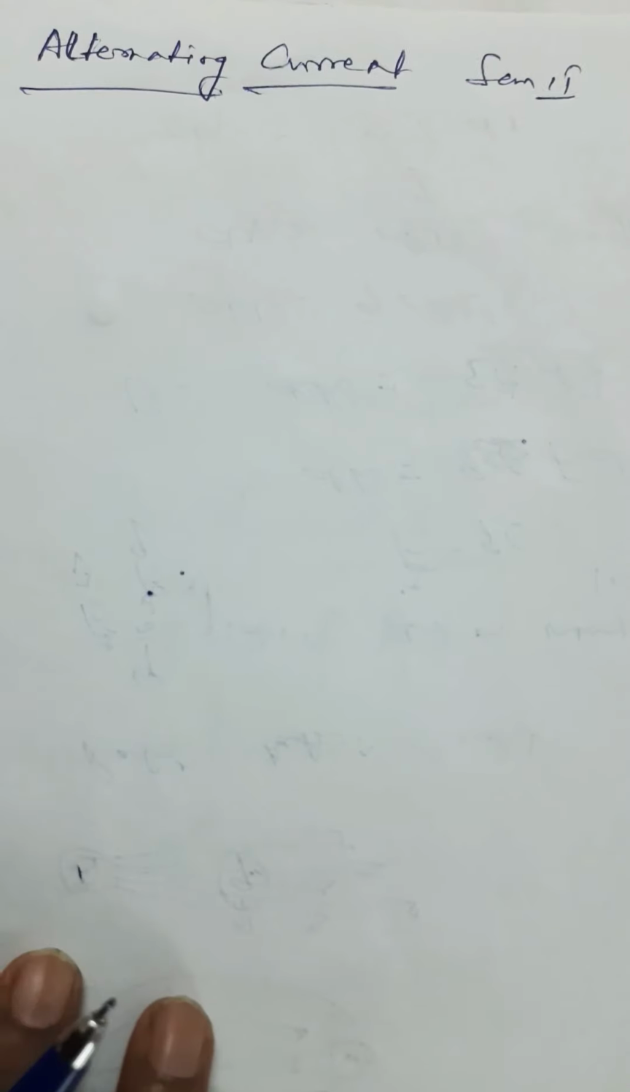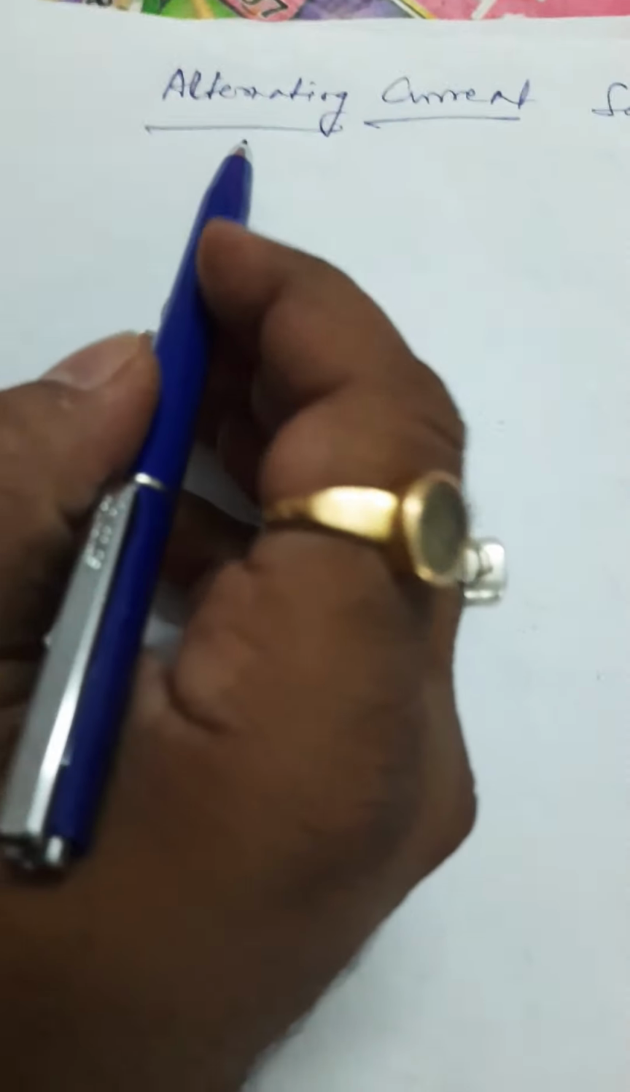We'll start the topic alternating current, which is for semester 2 physics honors. So here we just follow the syllabus of semester 2 physics honors. Now you should have a basic idea of the AC basically.